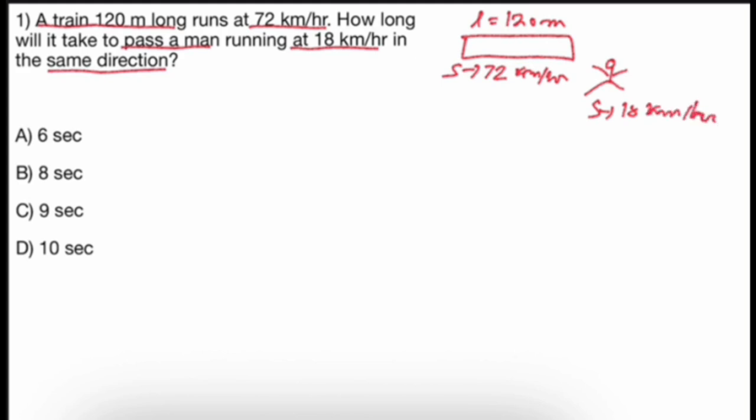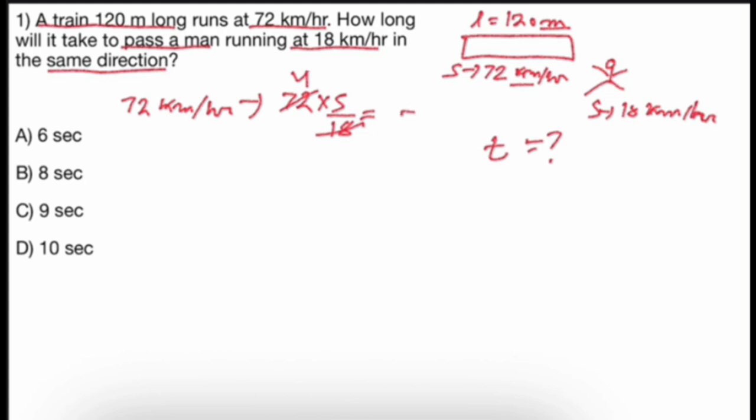We need to find the time. How long will this train take to pass a man who is traveling at this speed? The first step is that we see the length of the train is given in meters and the speed is given in kilometers. So we will convert 72 km per hour. It will be 72 into 5 by 18.